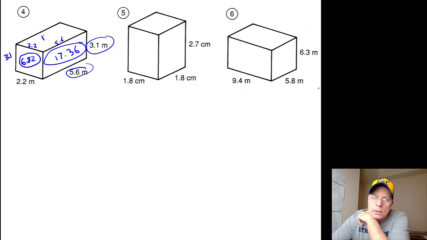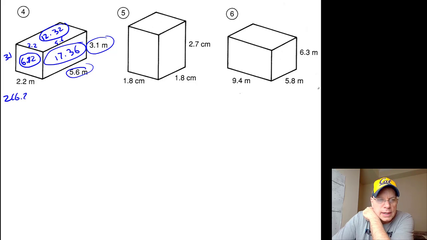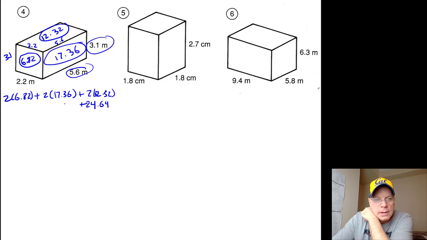12.32. So I have 2 of each of those. So 2 6.82s plus 2 17.36s plus 2 12.32s. That's 24.32, 34.64 for this term. This term is 34.72, and this term is 13.64.